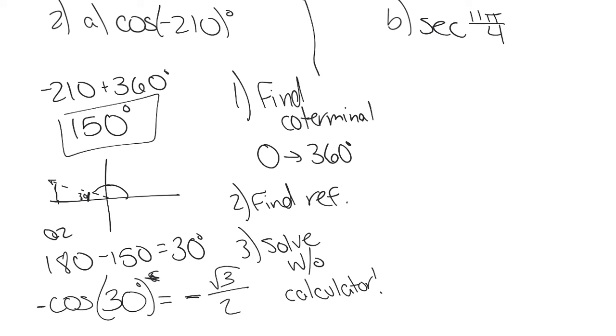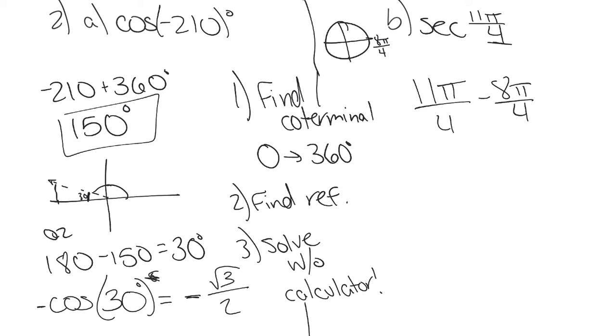I got a little sidetracked, but you guys should expect that from me now. So B is 11 pi over 4. We need to look at getting it into that first rotation. Since we're doing over 4s, a whole rotation around is 8 pi over 4. So we're going to take 11 pi over 4 and subtract 8 pi over 4 to find that coterminal angle, in this case in radians. That gives us 3 pi over 4.